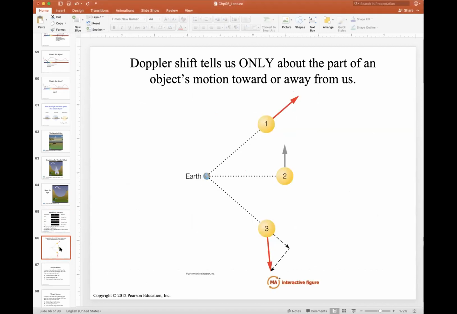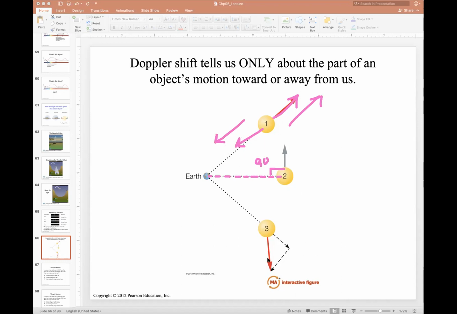And it's only working for the radial component of velocity, meaning that if an object is moving perpendicular with respect to you, at an angle of 90 degrees, you don't see any shift. You only see a shift if it is moving either away from you or towards you. That's when you can see the shift happening. So red shifted, moving away; blue shifted, moving towards you.